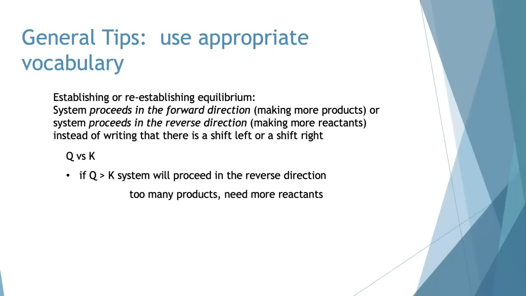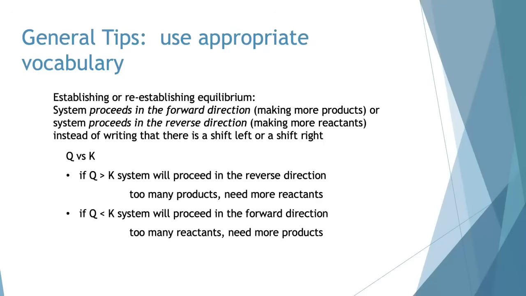If Q is greater than K, the system's going to proceed in the reverse direction. Why? I've got too many products, I need more reactants to establish equilibrium. If Q is less than K, the system's going to proceed in the forward direction. I've got too many reactants, I need more products to establish equilibrium.